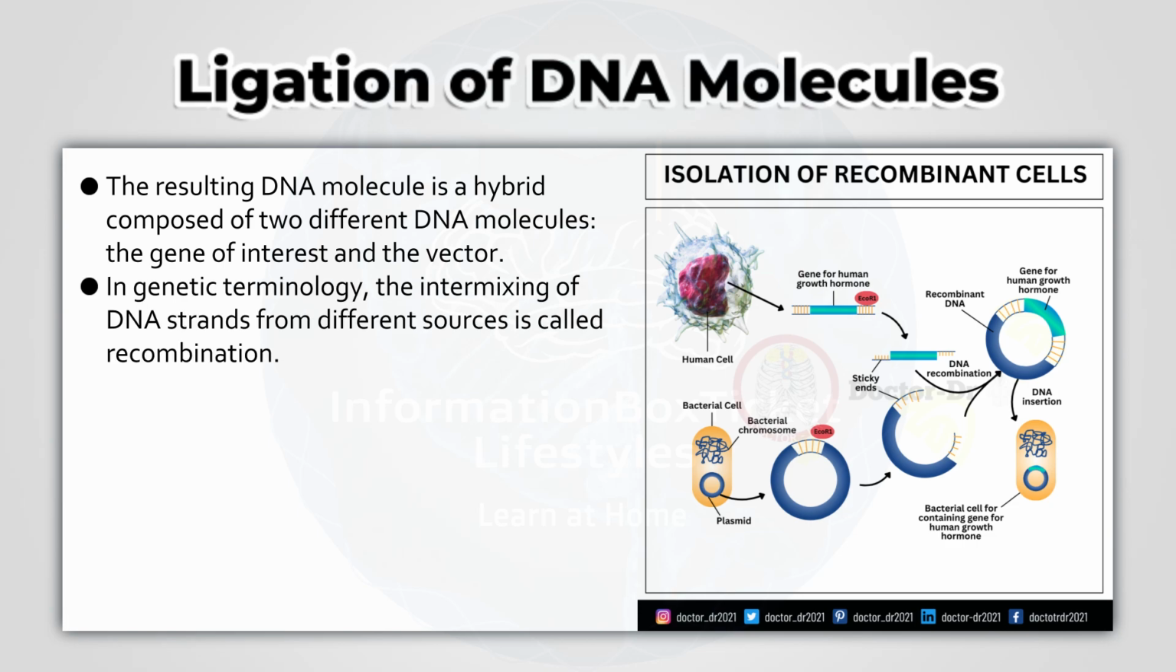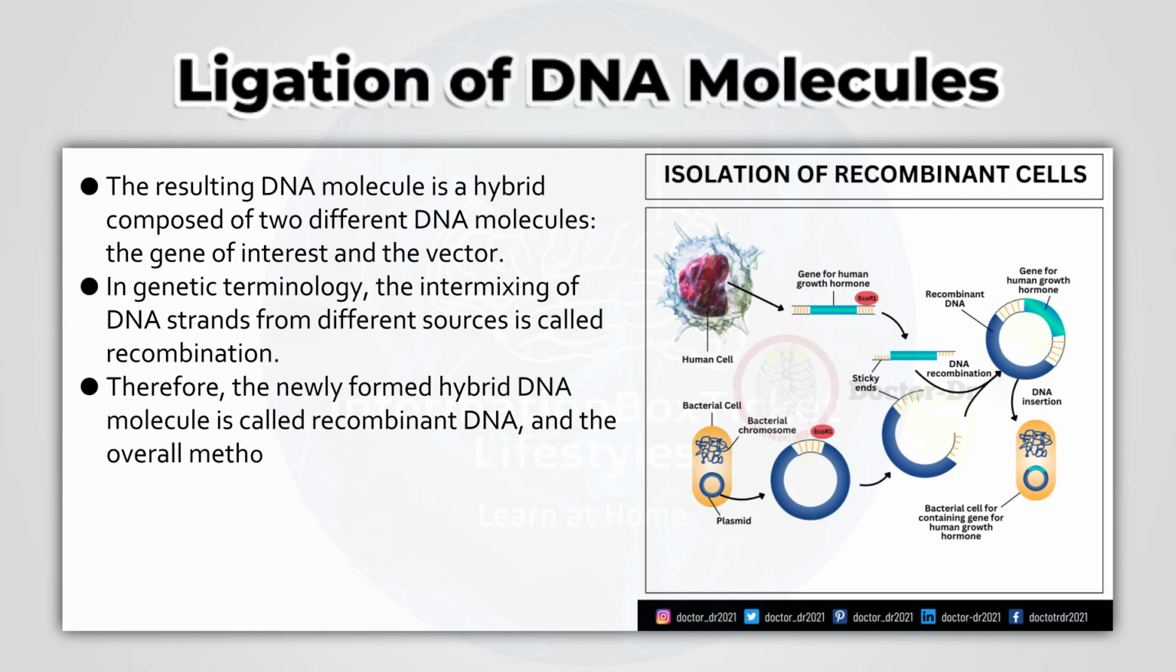In genetic terminology, the intermixing of DNA strands from different sources is called recombination. Therefore, the newly formed hybrid DNA molecule is called recombinant DNA, and the overall method is referred to as recombinant DNA technology.